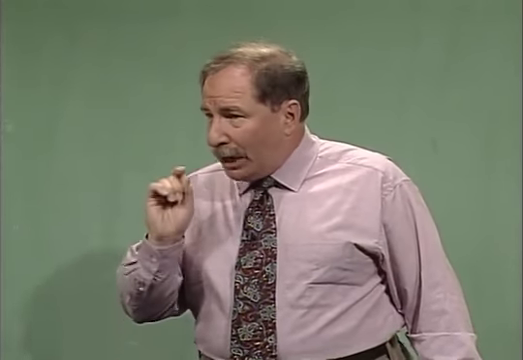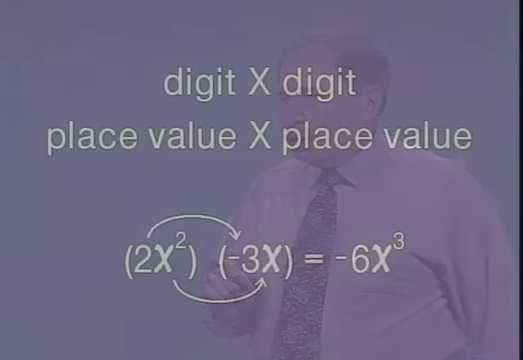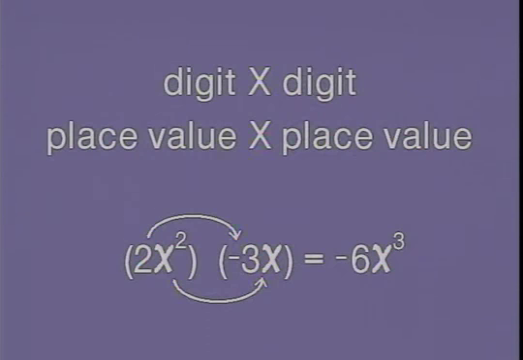Each polynomial is made up of these terms called monomials, mono being one nomial. So for example, if I was to multiply 2x squared by a negative 3x, that's a monomial, 2x squared, by another monomial, negative 3x. How would I do that? Well, the coefficients, the number, the constant in front of the variable, the x or the x squared, is just like a digit. And we said multiplication is digit times digit. So I would multiply 2 times negative 3.